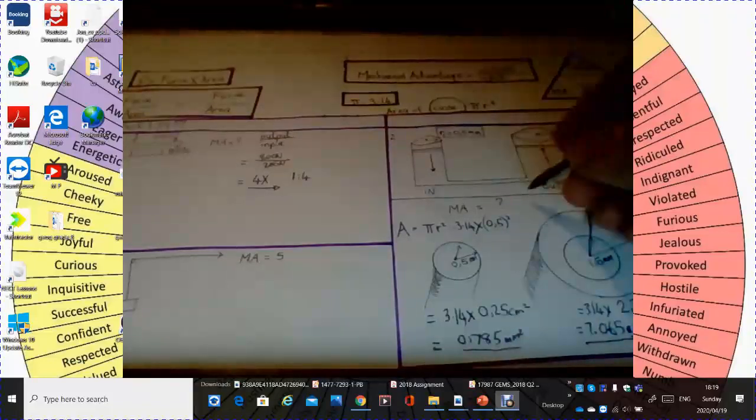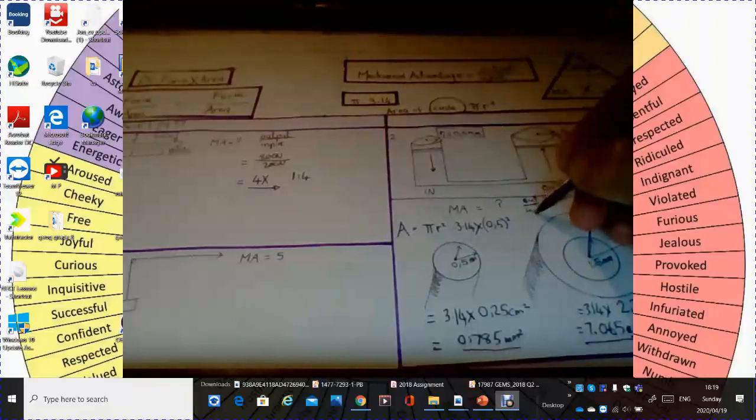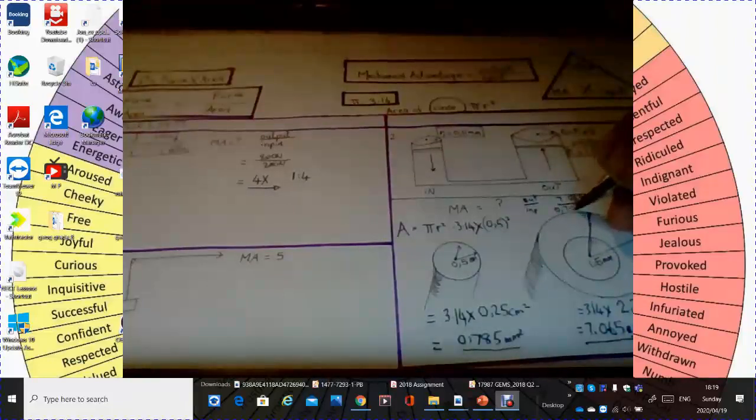Now, how do I find my mechanical advantage? Output area over input area. 7.065 divided by 0.785 equals 9. My mechanical advantage is 9 times. Always underline your answer.